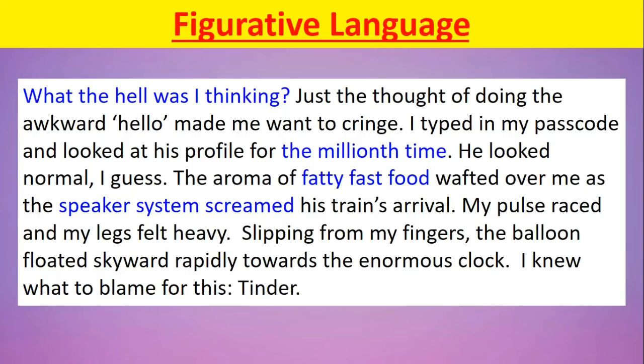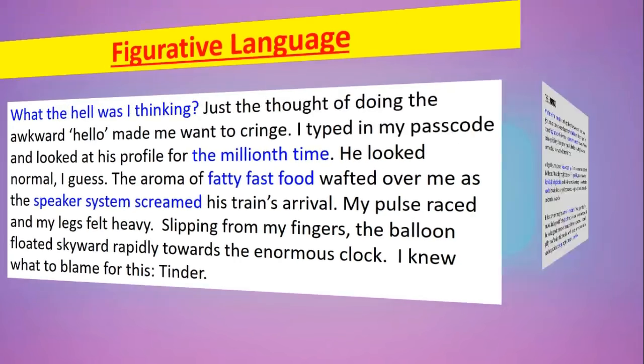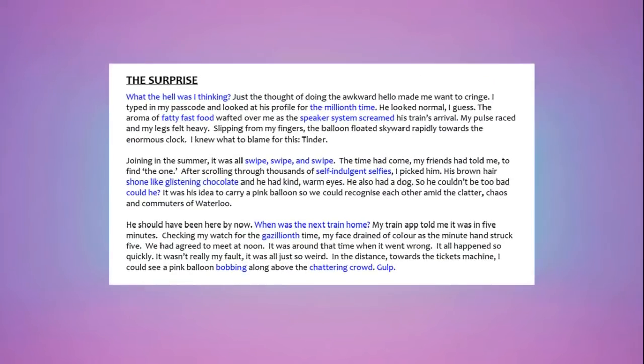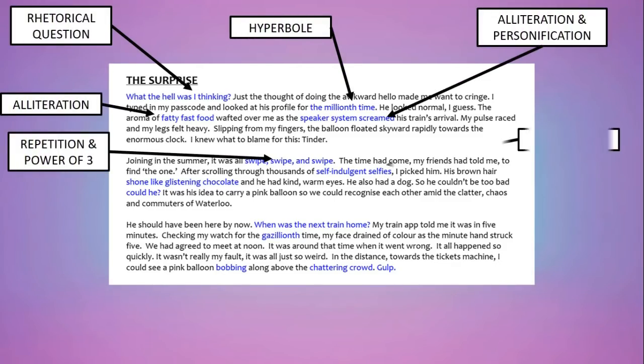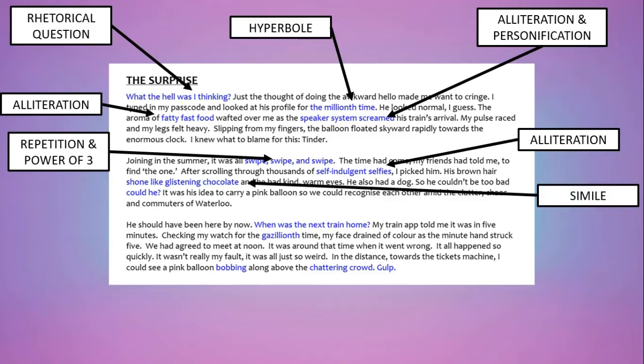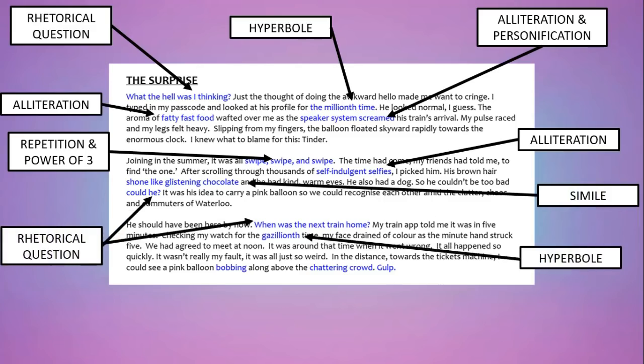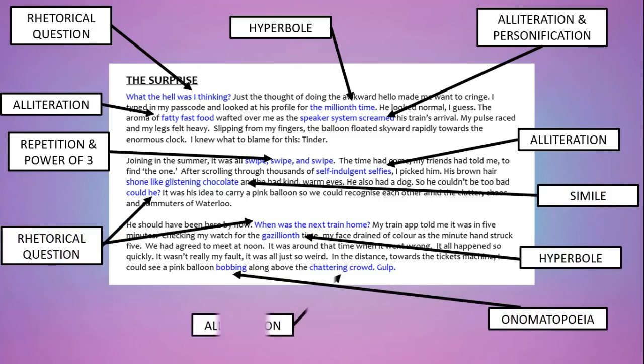So we're saying the train, something that can't do a human emotion, literally screamed like a person. So all of this stuff is trying to get an image into the reader's mind, making it more descriptive, more interesting for the reader. Okay, again, if we look at the opening three paragraphs, we've got loads of stuff in there. Hyperbole, alliteration, personification, power of three, similes, rhetorical questions again, hyperbole, onomatopoeia. So we've got loads of stuff in the first three paragraphs.